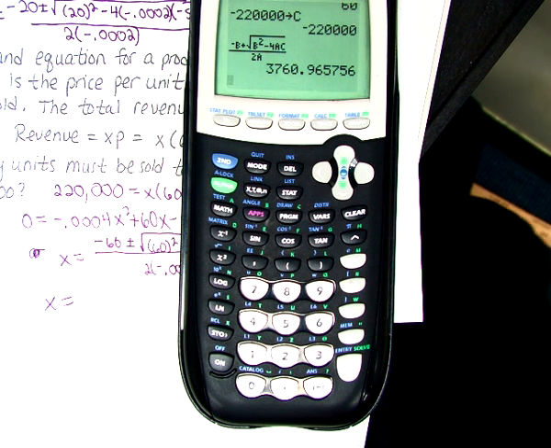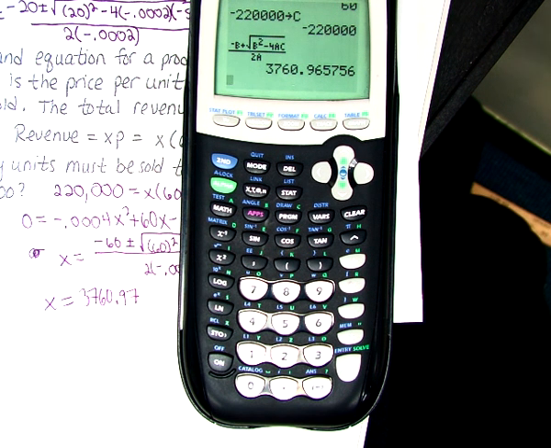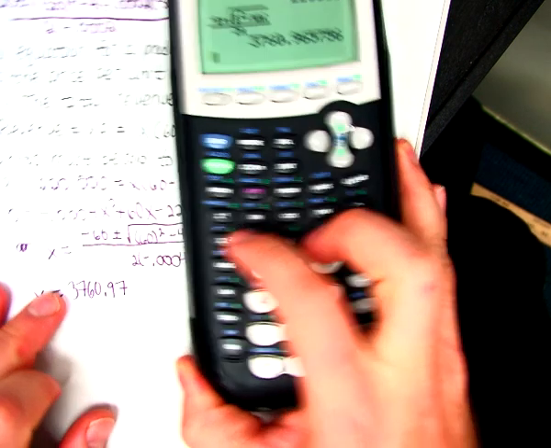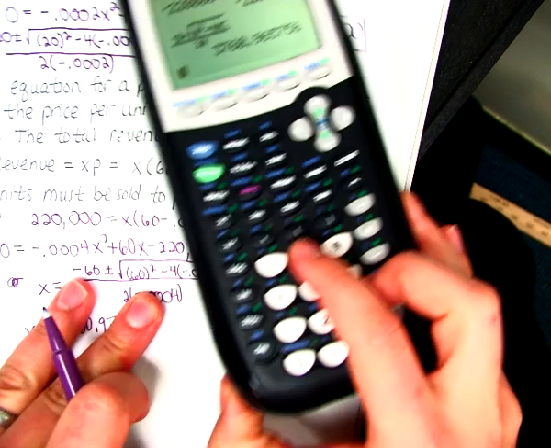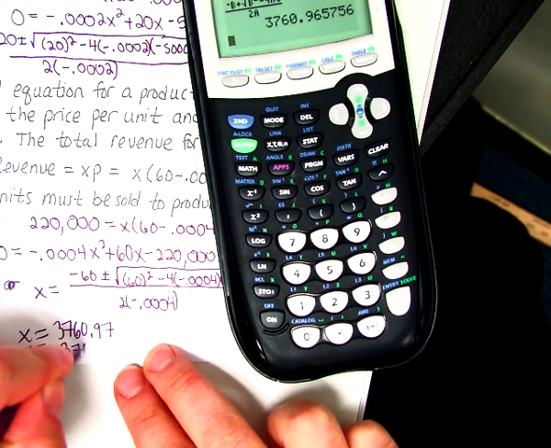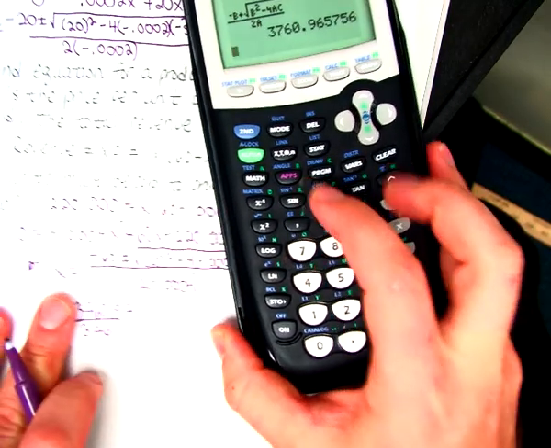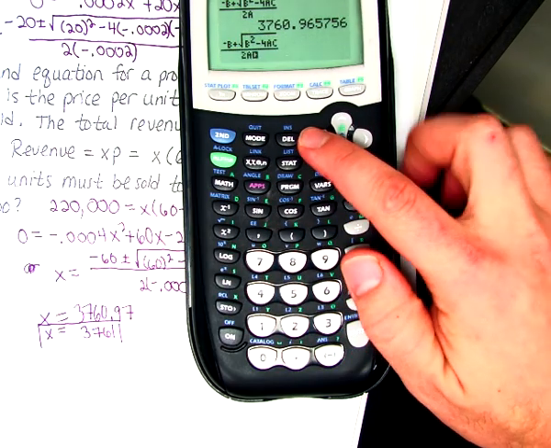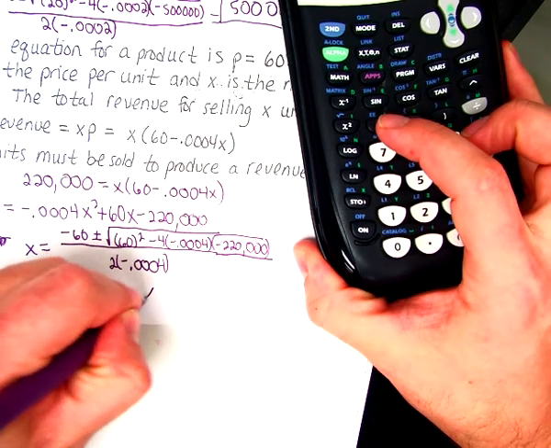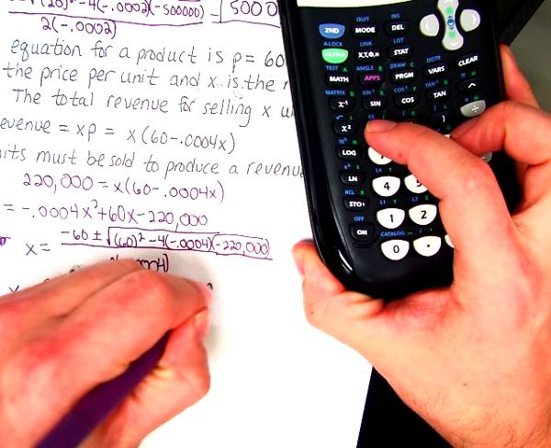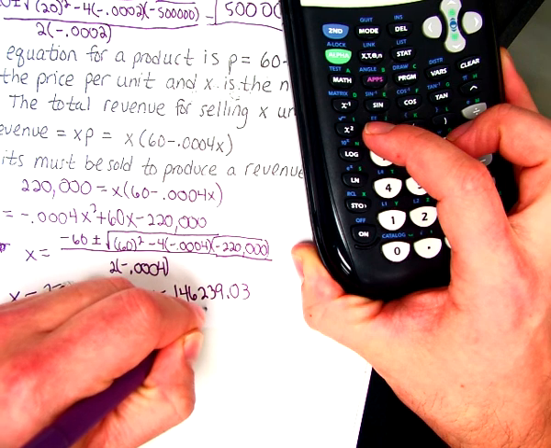And our first answer here is 3760.97. Okay, now we're talking about real items, so hopefully we remember that we can't have a part of an item, and so we have to round up to the next amount. So we have 3761 is our first answer. For our second answer, let's do it again. Quadratic formula, but this time let's do a minus in there. And we get that our other answer is x equals 146,239.03. And again, I can't have 0.03 of something, so let's round up to the next one, and it'll become 146,240.